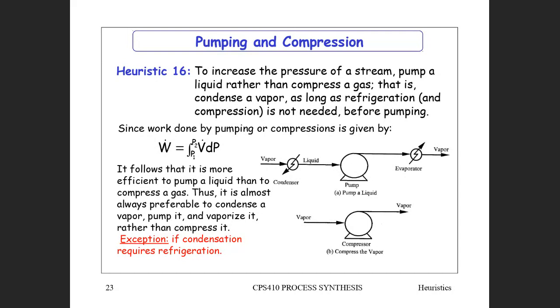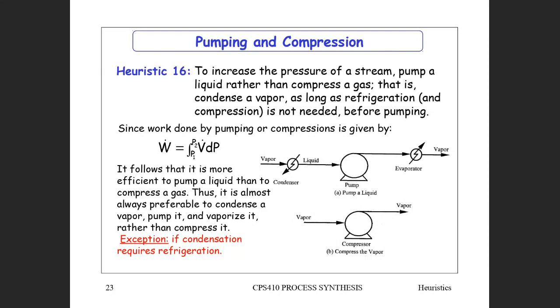Okay, so we've done up to heuristic 15, and this is the last one of this particular part. To increase the pressure of a stream, and I've talked about this a number of times, so it shouldn't be unusual or surprising to you: pump a liquid rather than compress a gas. That is, condense a vapor as long as refrigeration is not needed before pumping. Because when you've got refrigeration, you've still got compression of a vapor. A refrigeration loop does compress a vapor in any case.